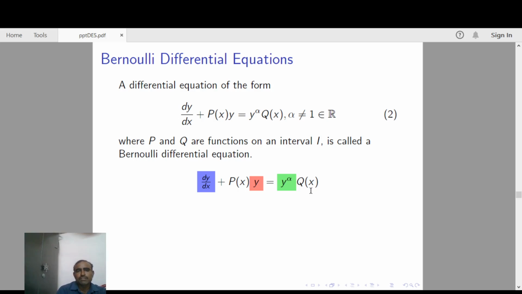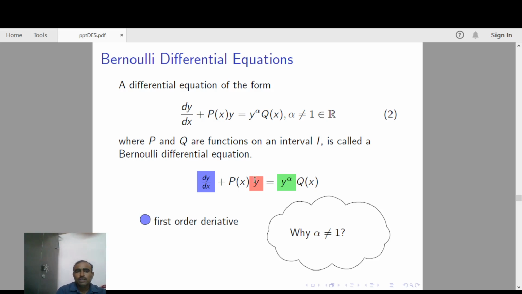A differential equation of the form dy by dx plus p of x into y is equal to y power alpha into q of x, where alpha is not equal to 1, belongs to R, where p, q are functions on an interval I, then it is called a Bernoulli differential equation.